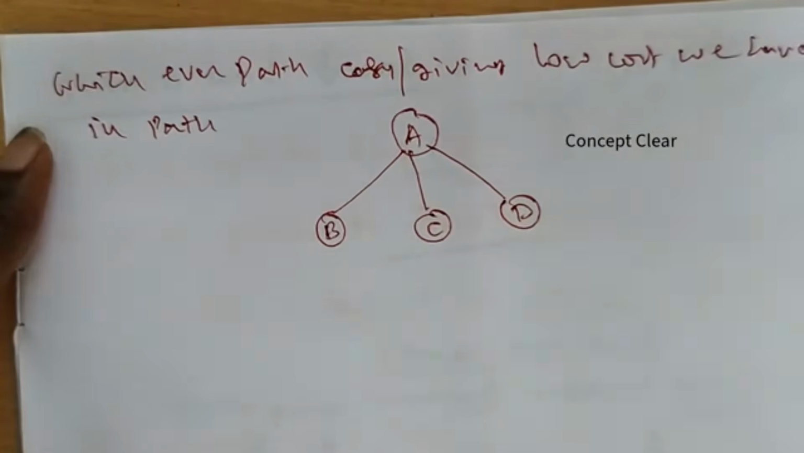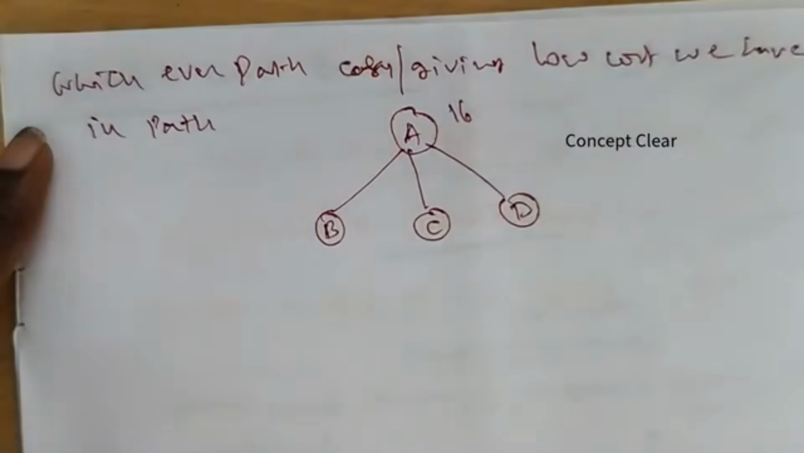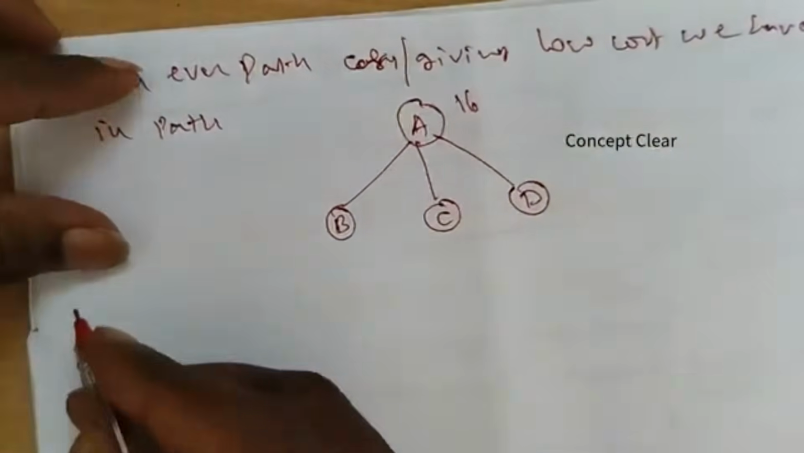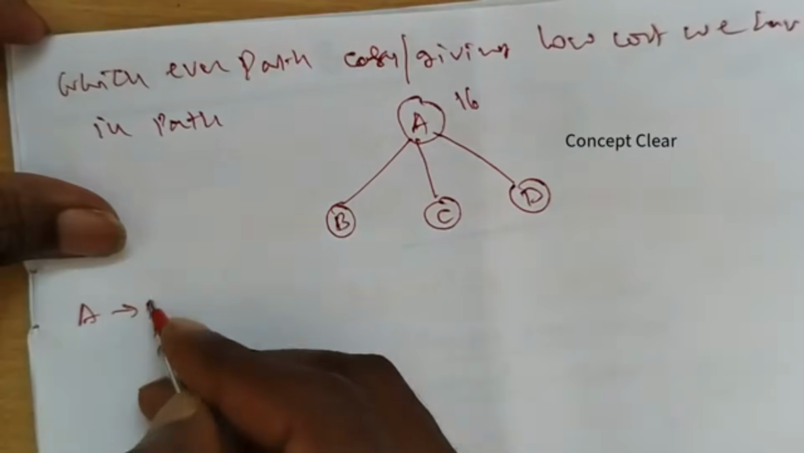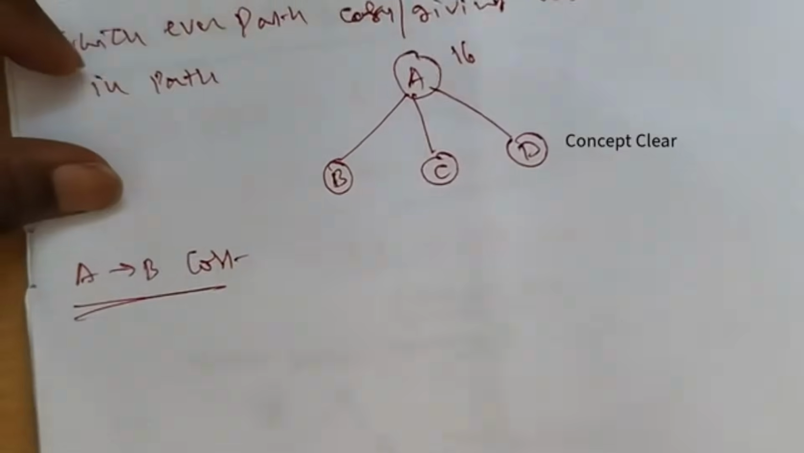Here the A value, the total reduction value, is 16. We have to find out these values first. Next, A to B. First I am finding the A to B cost.